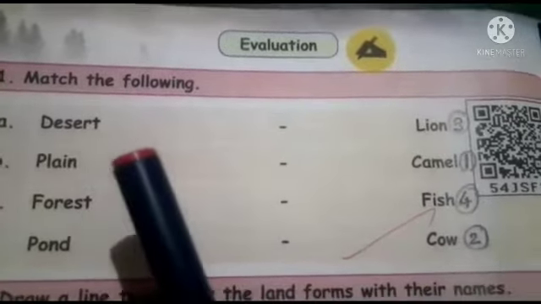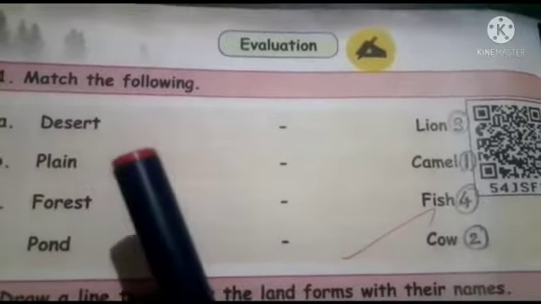Next one. What is this? Desert. Okay, desert. Desert spelling, where is it? There. Okay, draw a line to connect. Next one. What is this? Sea. Sea spelling, here. Okay, draw a line to connect.